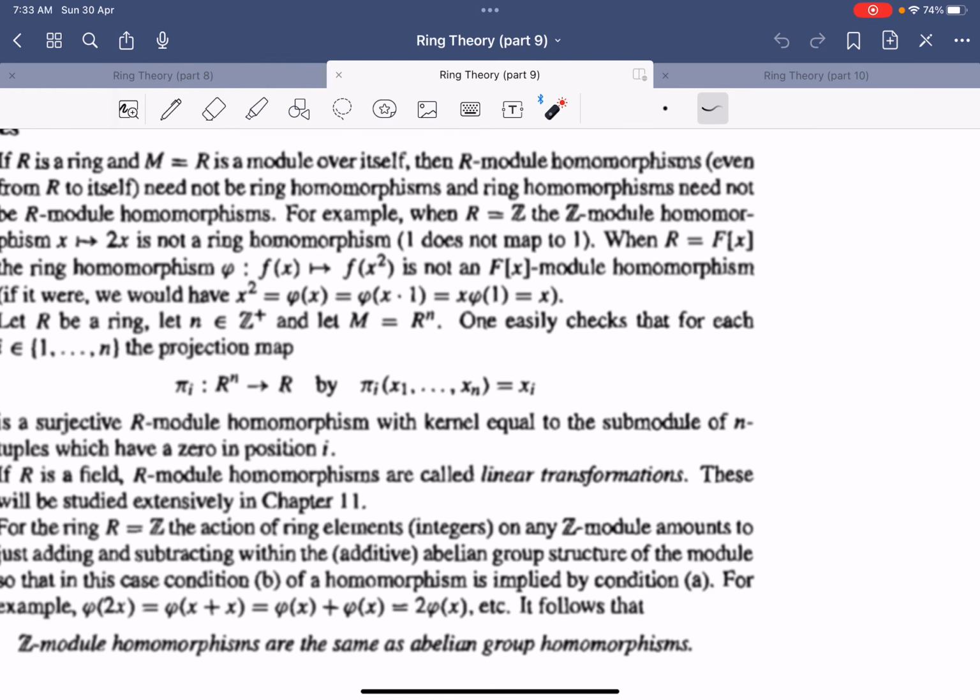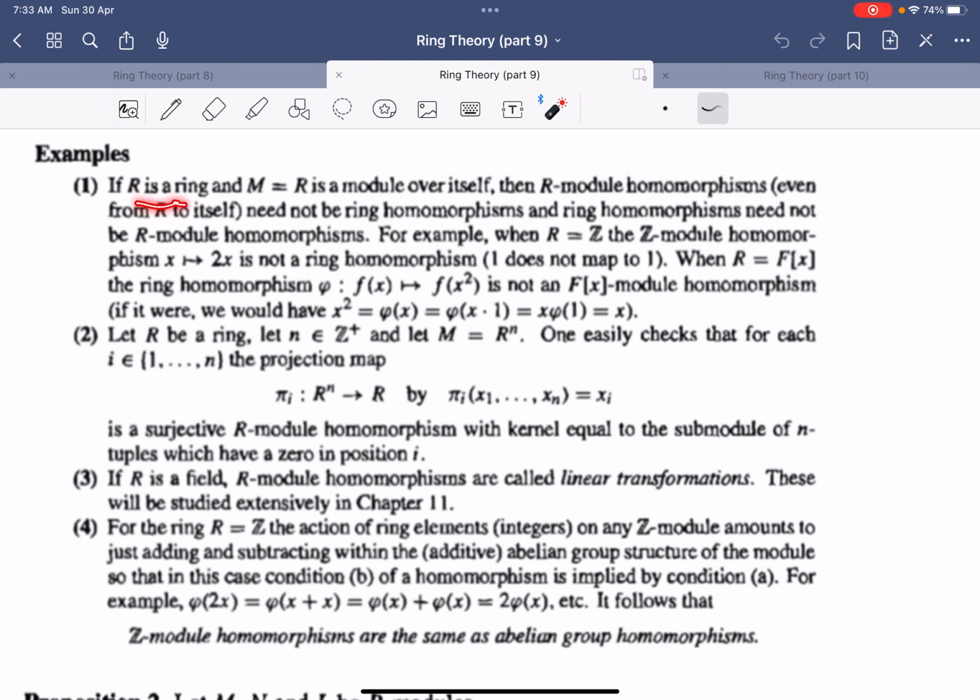So some examples to see: if R is a ring and M is the module over it equal to R, which is a module over itself, then R module homomorphisms need not be ring homomorphisms. And ring homomorphisms need not be R module homomorphisms. And so the classic example, if R equals Z, the Z module homomorphism from X to 2X is not a ring one, because 1 is not mapped to 1.